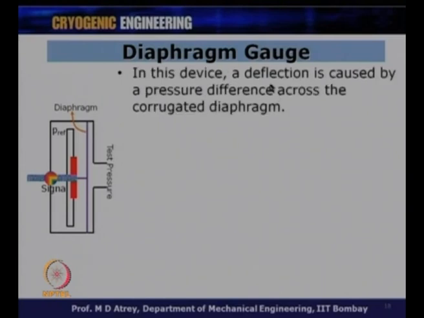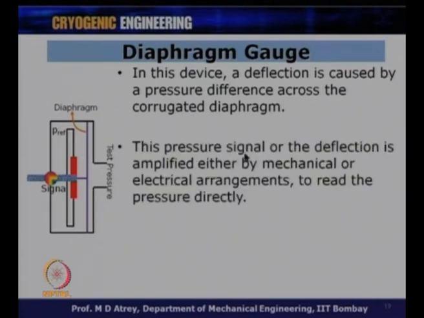In this device, a deflection is caused by a pressure difference across the corrugated diaphragm. That means you will have some pressure difference between the pressure to be measured and a reference pressure on this side. Depending on this pressure difference, this corrugated diaphragm will go up or down. It will come on this side or that side, depending on which is higher. Now, this deflection of the diaphragm is calibrated. It will send a signal to our measuring device, and that is the simple principle of a diaphragm gauge.